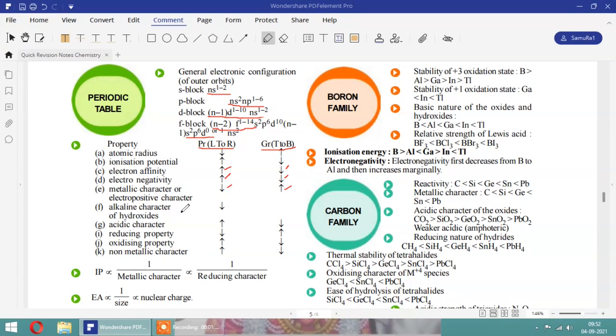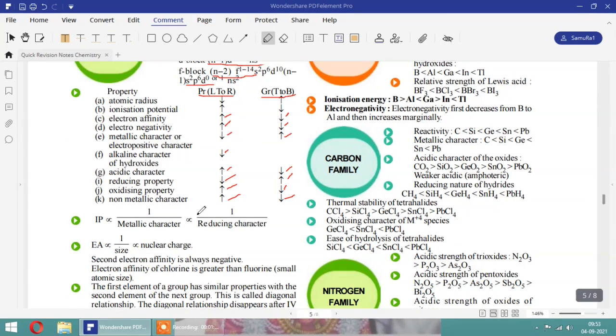Alkaline character of hydroxides in a period decreases, in a group no effect. Acid character in a period increases, in a group decreases. Reducing property in a period decreases, in a group increases. Oxidizing property in a period increases, in a group decreases. Non-metallic character increases in a period, in a group decreases. Just remember this thing, students.